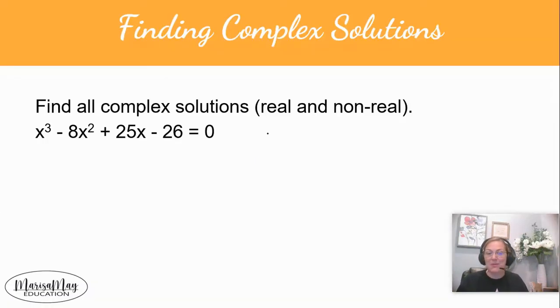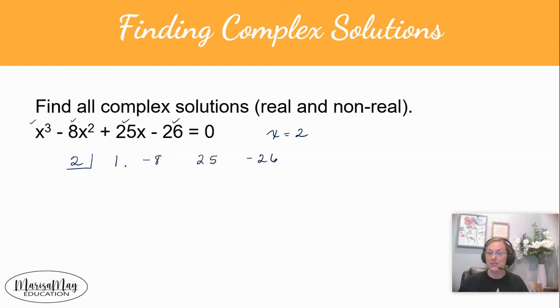All right, now that we have the real solution at x equals 2, we're going to use that to find the other two solutions. And the way we do that is through synthetic division. So I'm going to put that 2 here on the left. Then I'm going to use the coefficients of each of the terms. So I've got 1, -8, 25, and -26.